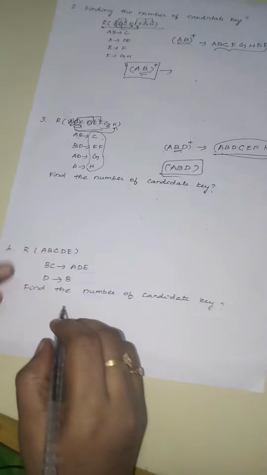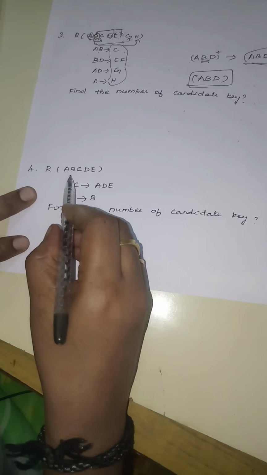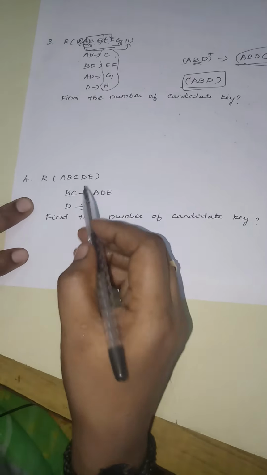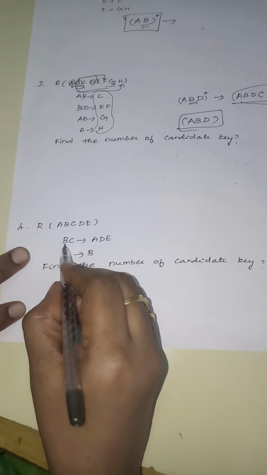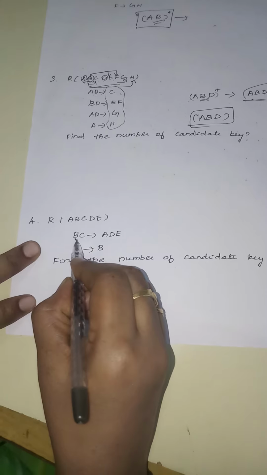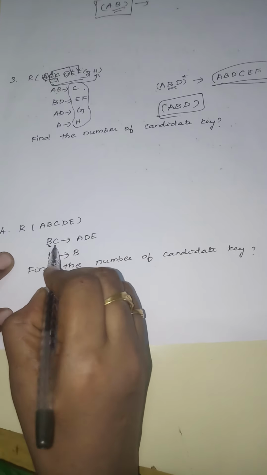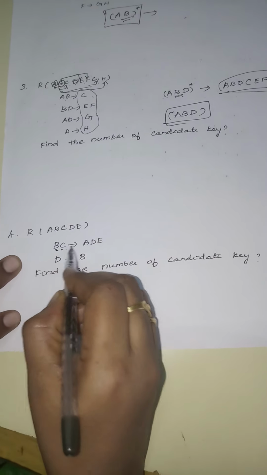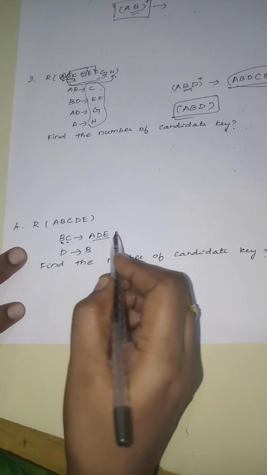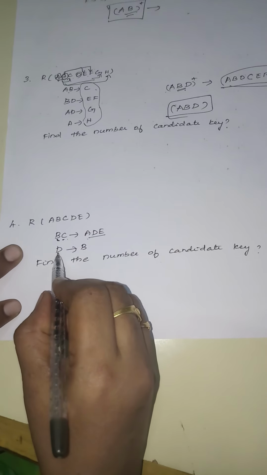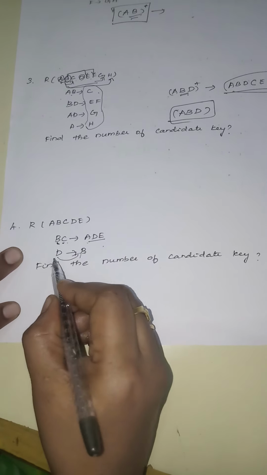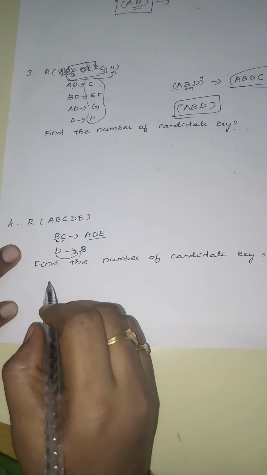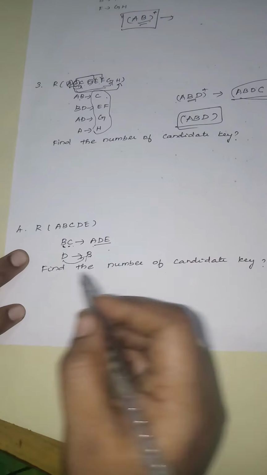Next, let us consider the relation R(A, B, C, D, E). Here BC identifies the attributes. Let us consider B is an attribute, C is an attribute. The two attributes identify the remaining three attributes. Likewise, we have to calculate it. Here D identifies B. Let us consider B is a student name, D is a roll number. Likewise, we have to think in the problem. Find the number of candidate keys.